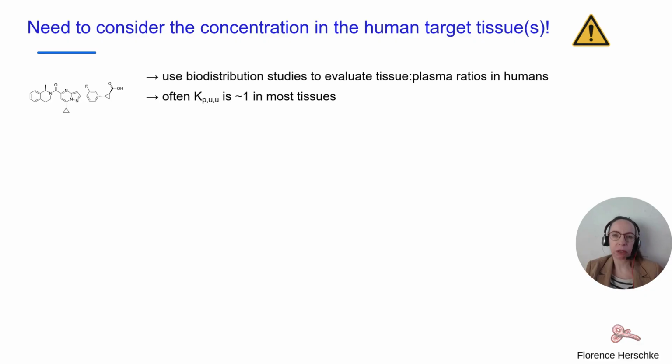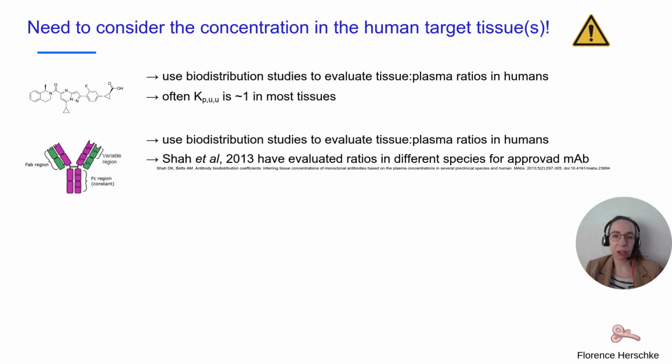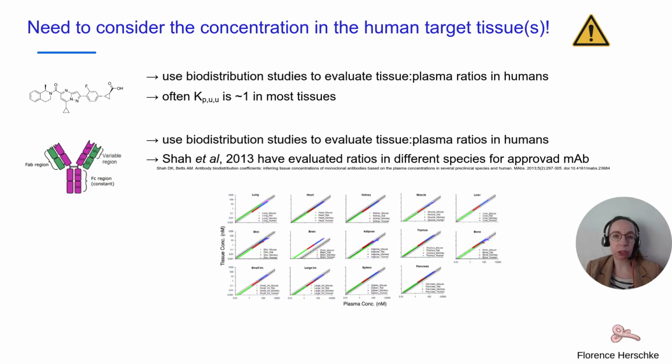For large molecules, you can similarly use biodistribution studies if you have them. And alternatively, to give you a first idea at least, Shah et al. in 2013 have evaluated ratios in different species for approved monoclonal antibodies. You can see the picture below for the different tissues.